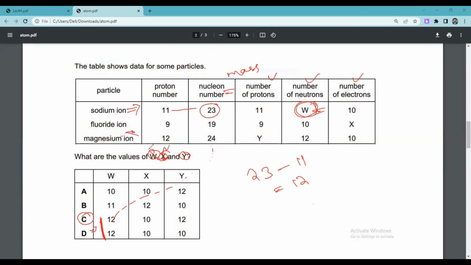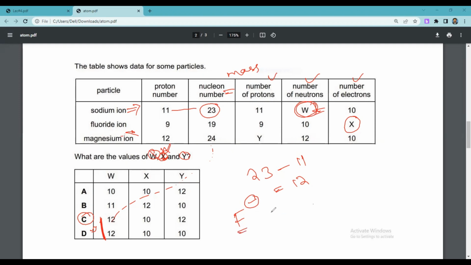Find the value of X, where X is present here. Fluoride ion. Fluoride ion means that fluorine has gained 1 electron. That is why we are calling it fluoride or chloride. We will discuss the naming of these ions in chapter number 4, ionic bonds.